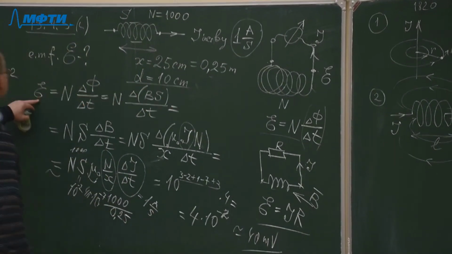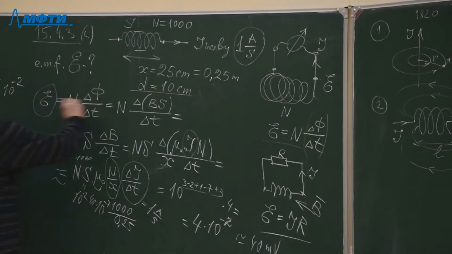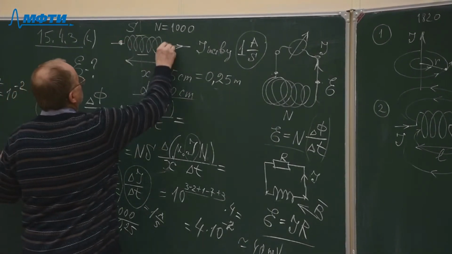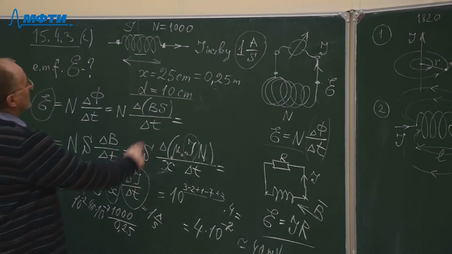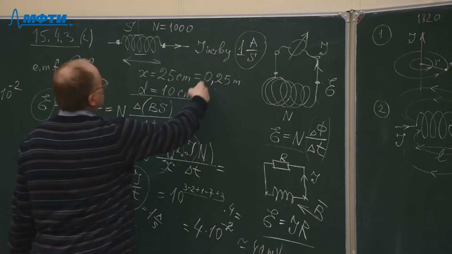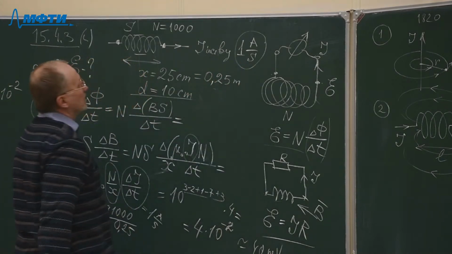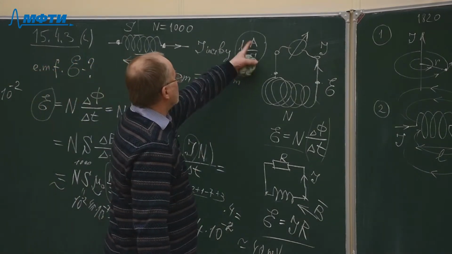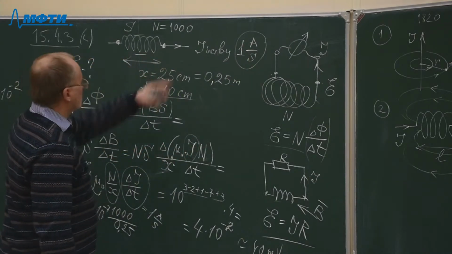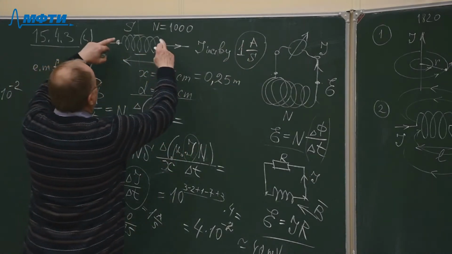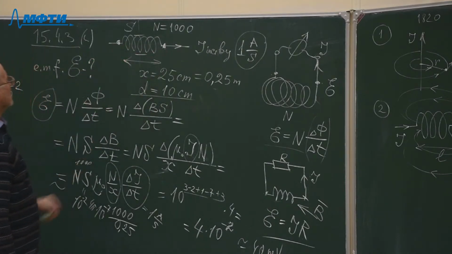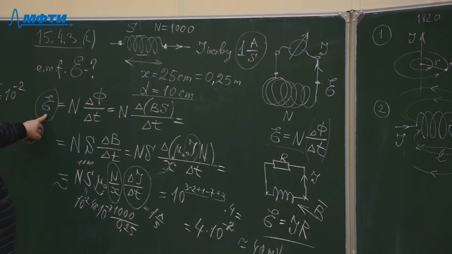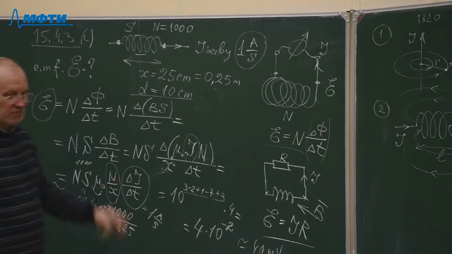So we have found the electromotive force which will occur here at the terminals of the solenoid in case the current flowing through the solenoid is changing with the rate of 1 ampere per second. The current is changing, and then on the terminals of this solenoid some voltage will appear, and the voltage will be about a few millivolts.